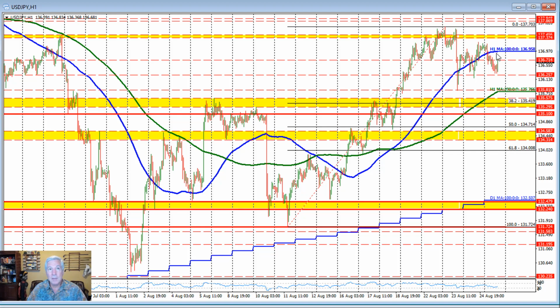Nevertheless, we have to respect the technicals, and being below the 100-hour moving average keeps the bias a little bit more to the downside, but neutral, because we are still above the 200-hour moving average. And notice how the 200-hour moving average is moving up to the low from this week's trading. So that increases the level's importance on further downside. So 100-hour moving average above, 200-hour moving average below.